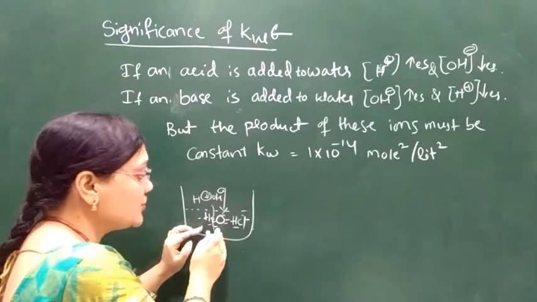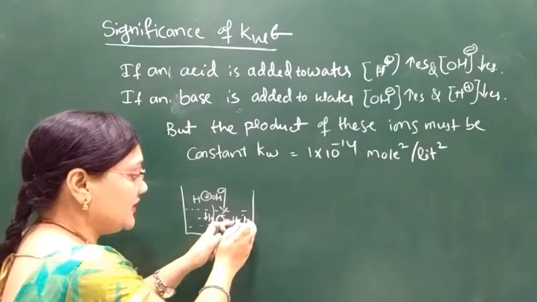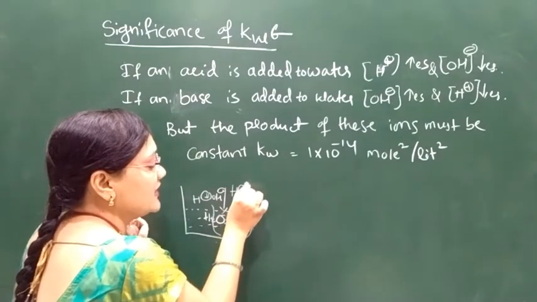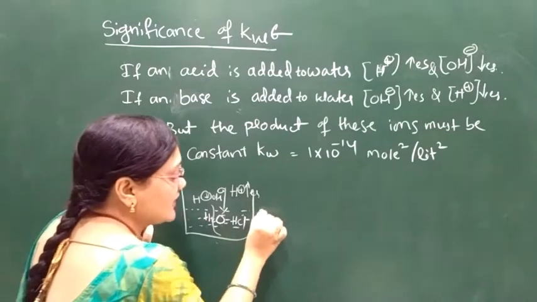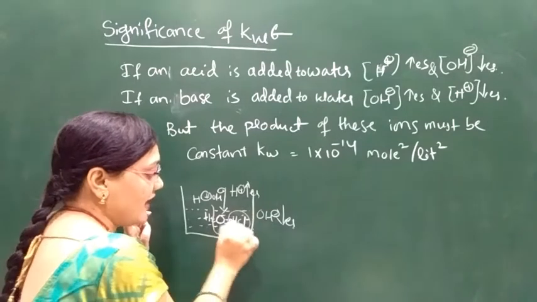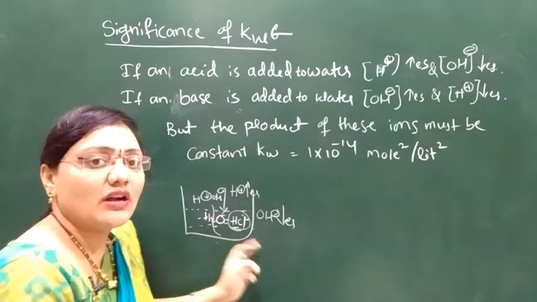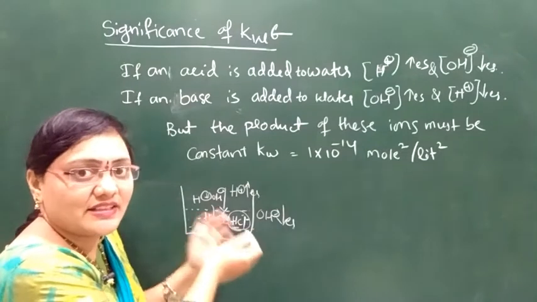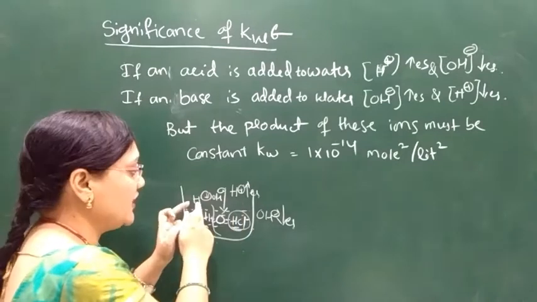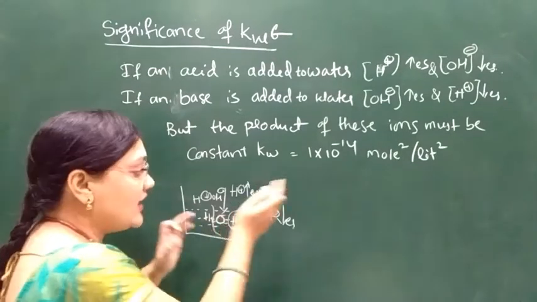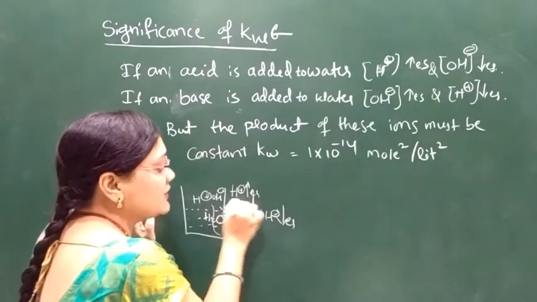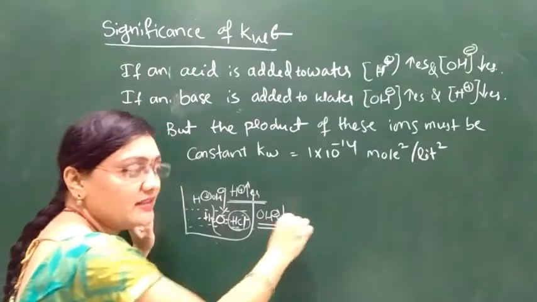If acid is added to the water, the concentration of H plus ions increases and the concentration of OH minus ions decreases. A substance containing H plus ions is called an acid. Already in the water, the H plus ions and OH minus ions are equal through dissociation. When the acid is added, it gives more H plus ions, so H plus ions increase and OH minus ions decrease.